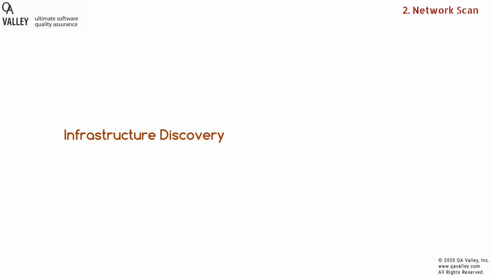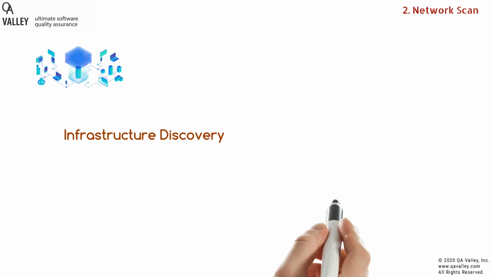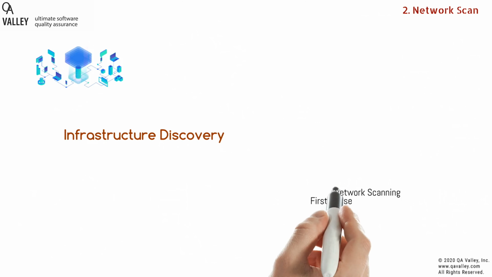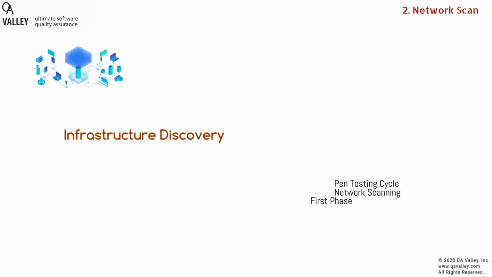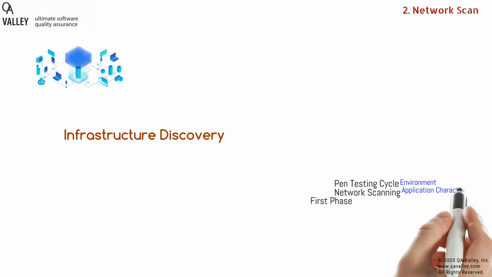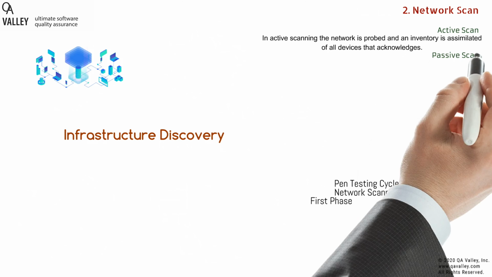The second step in penetration testing is network scan. Network scanning is the first phase of the pen testing cycle that enables security experts to discover all environment and application characteristics. This follows two flavors, active scan and passive scan.